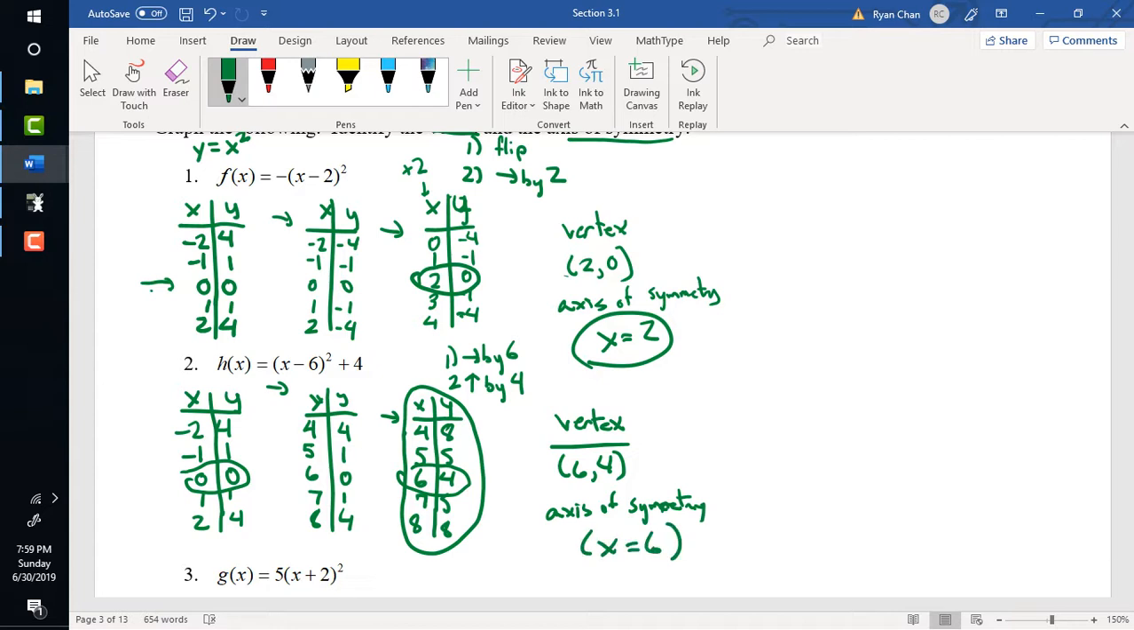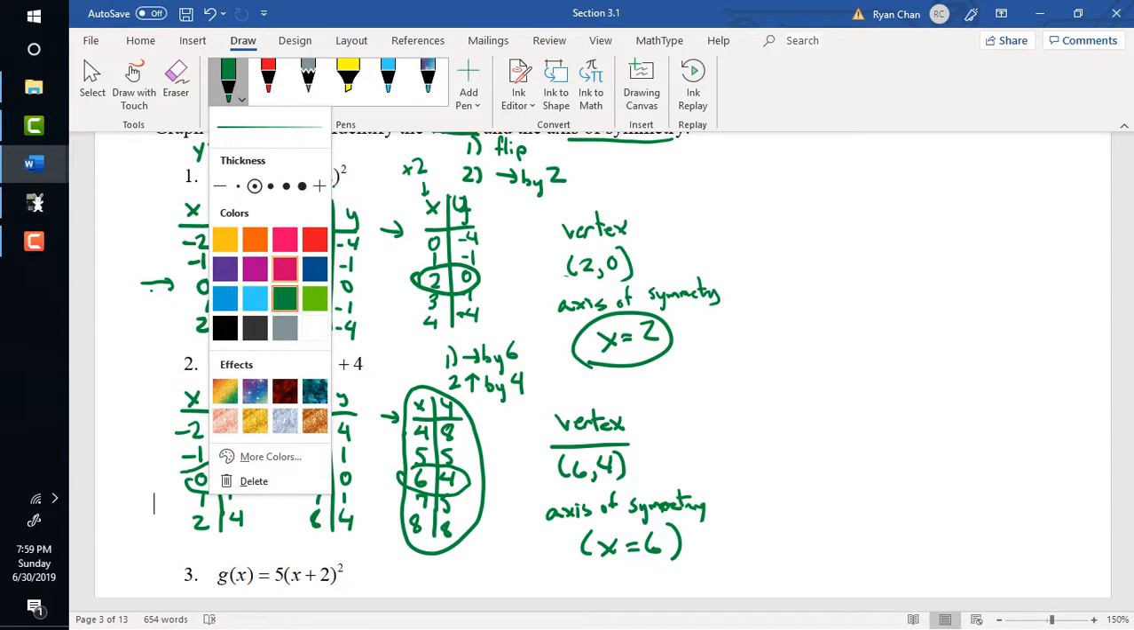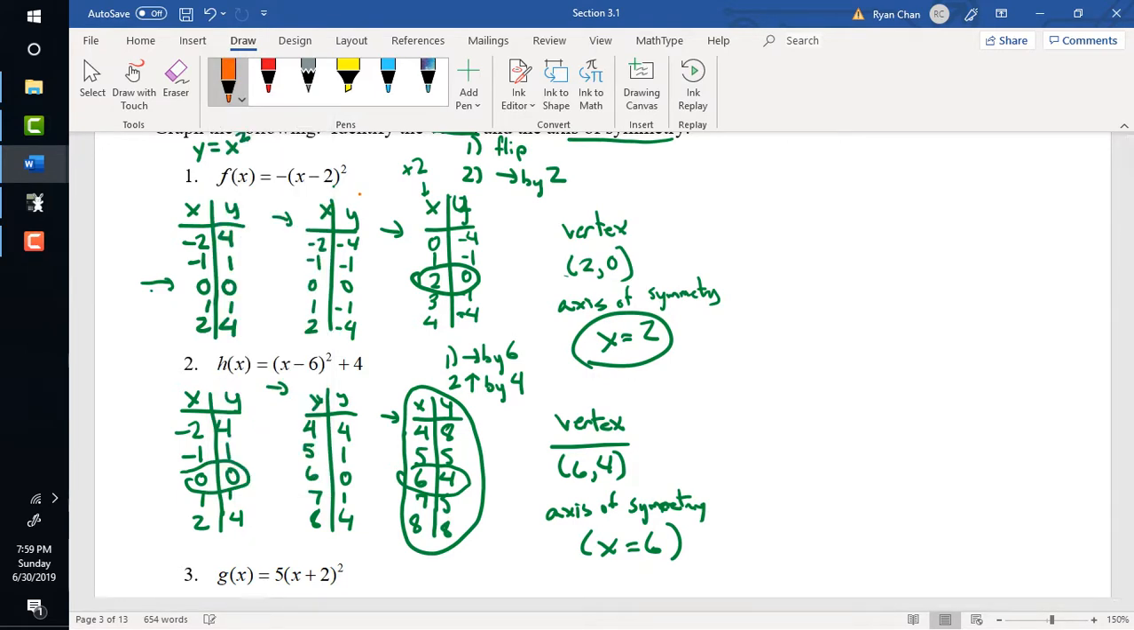Now here's the thing. Take a look at the following. If you notice, there's a lot of work involved in order to find your vertex if you're doing your transformations, but if you look back at your functions, it kind of gives it away. If you look back at number 1 here, I'll do this in orange, this is x equals 2.